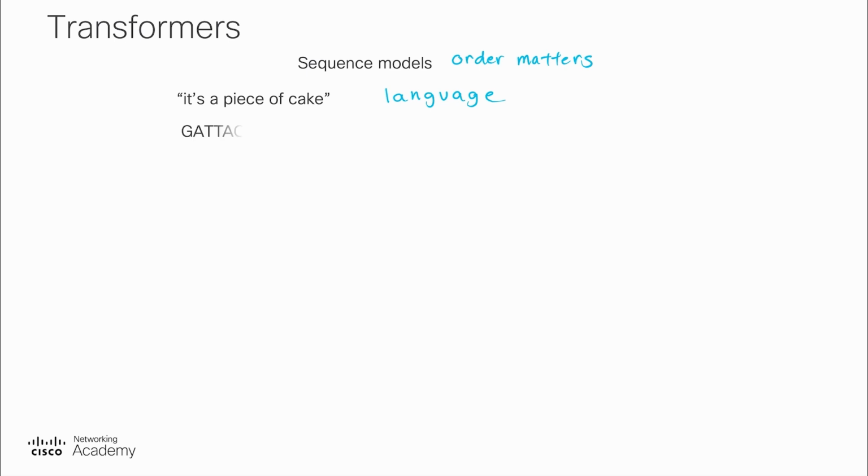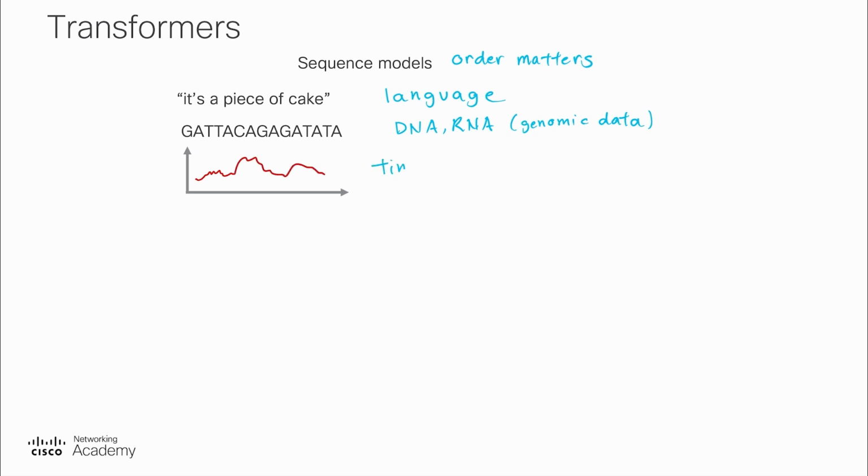Another example is DNA or RNA sequences, genomic data. Again, the order of these letters, which are actually called nucleotides, matters in determining what kinds of proteins these sequences are ultimately coding for. And there's also time series data, such as weather or temperature over time, or stock data over time. There are different categories of sequence models that have been designed to handle sequential data.